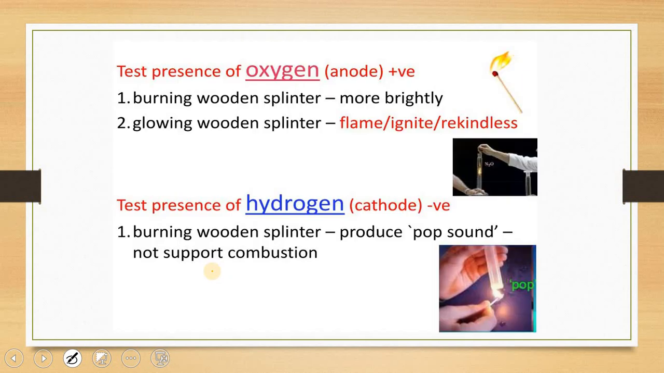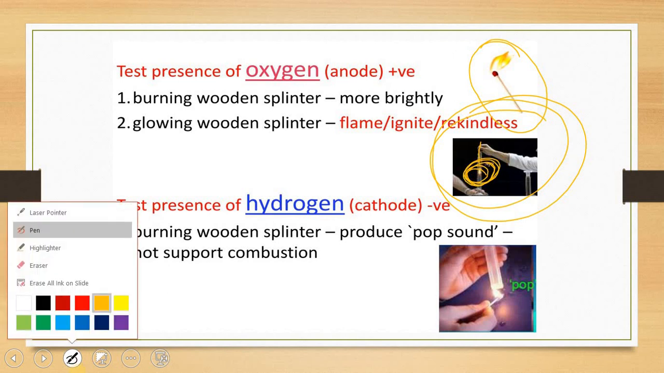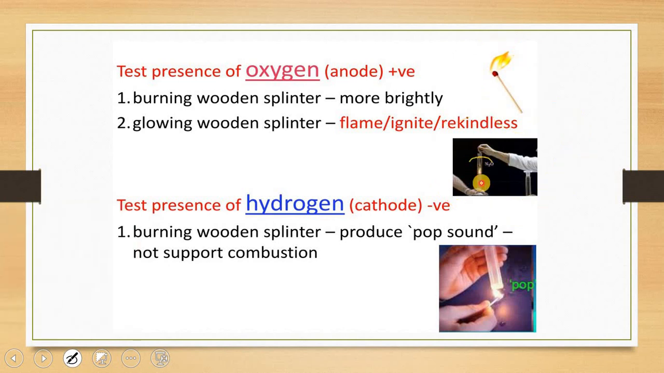And then we also have here a more 3D, no, actually this is a real picture. This is the experiment we could use. If you want to test the presence of oxygen, for example, if this person puts in the glowing wooden splinter inside, you can see this small fire, right? The splint has been reignited. You can see this small flame, which means it burns again.